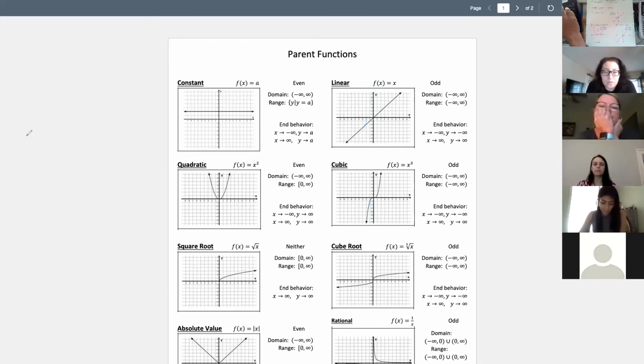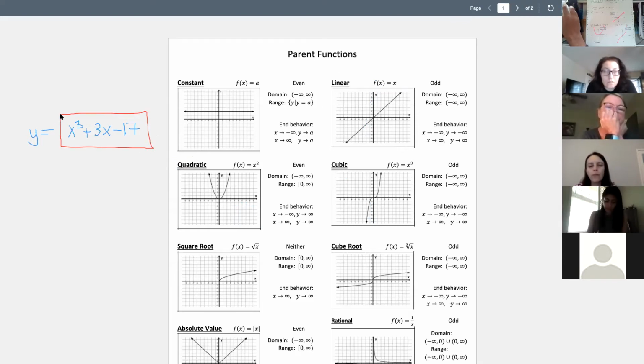But a lot of times you'll get something like, let's say we have an equation like y equals x to the third power plus 3x minus 17. I have no idea what this looks like. But if I were to graph this in Desmos, for instance, if I throw it into a graphing utility, there's Desmos, then it should spit out something that's roughly shaped like a cubic function, because I can tell that this is a cubic by looking at the highest exponent on the variable.